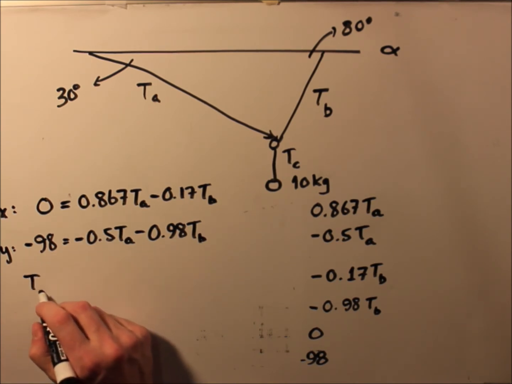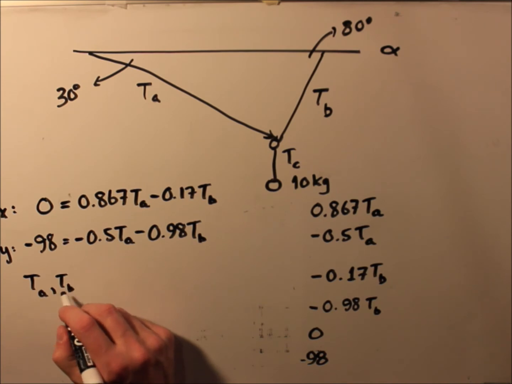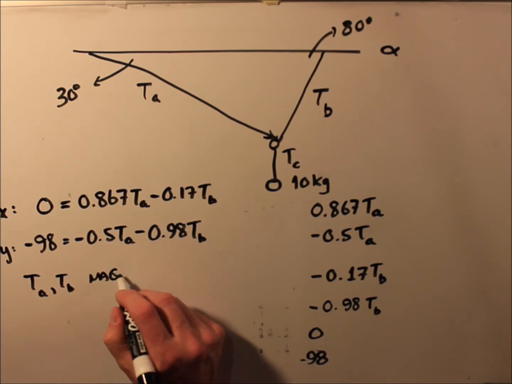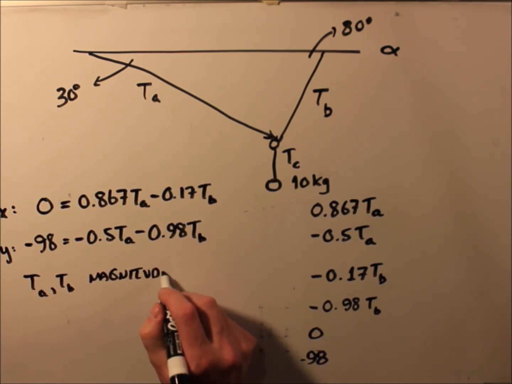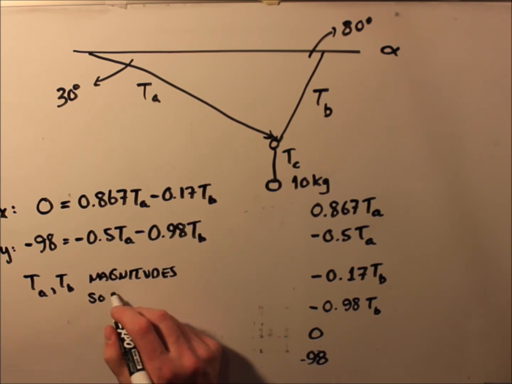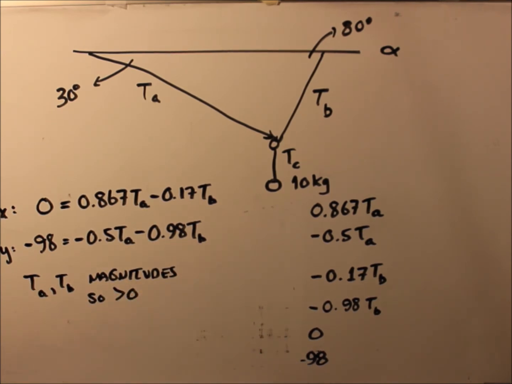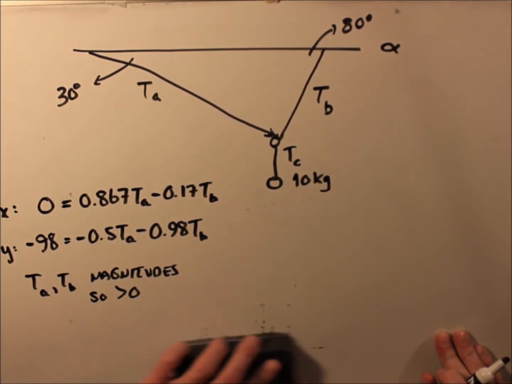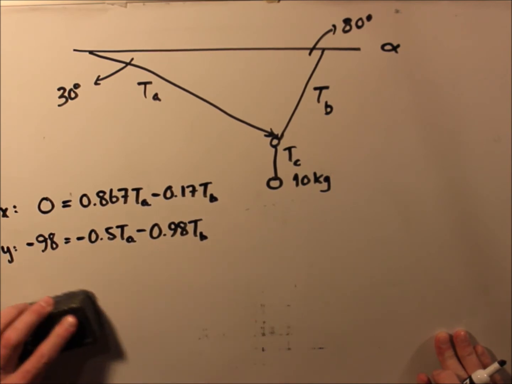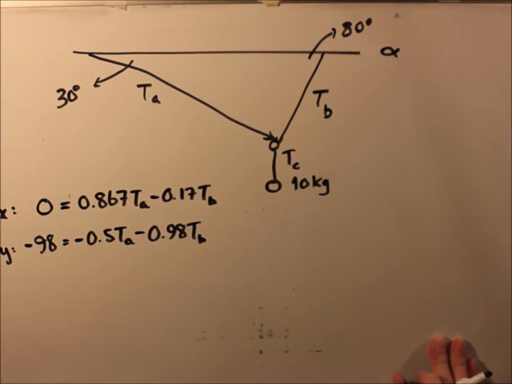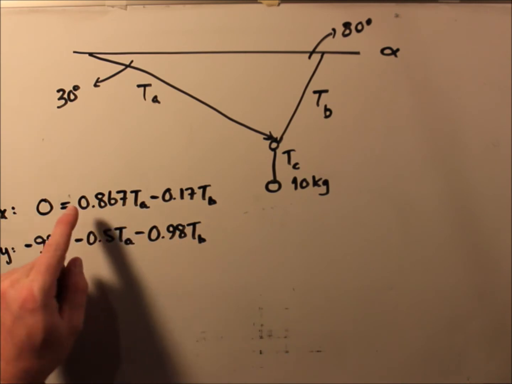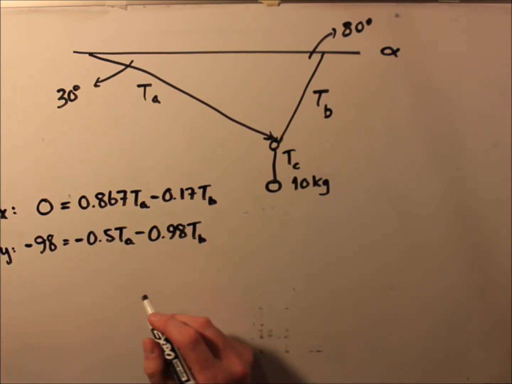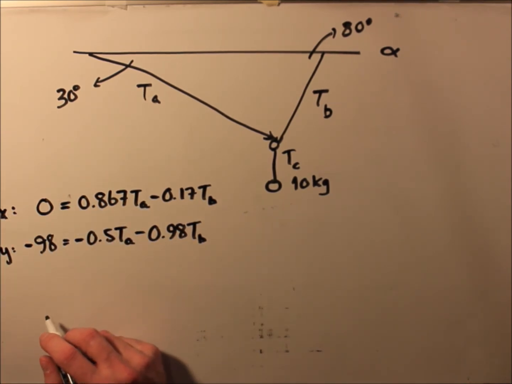Notice that Ta and Tb are magnitudes, and so are greater than 0. So if you solve this problem and you get a negative value, then it's going to be incorrect. Alright, so let's do a little more erasing here, and let's see if we can come up with a solution. First thing we're going to do is determine one of them in terms of the other, do a substitution, and we should be fine. So let's do it that way.